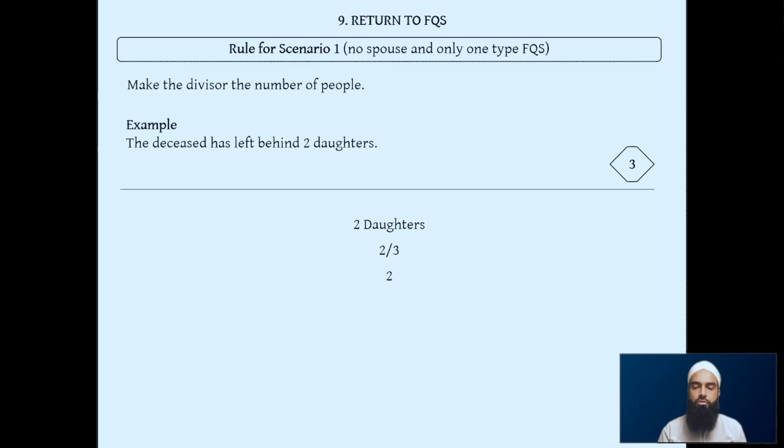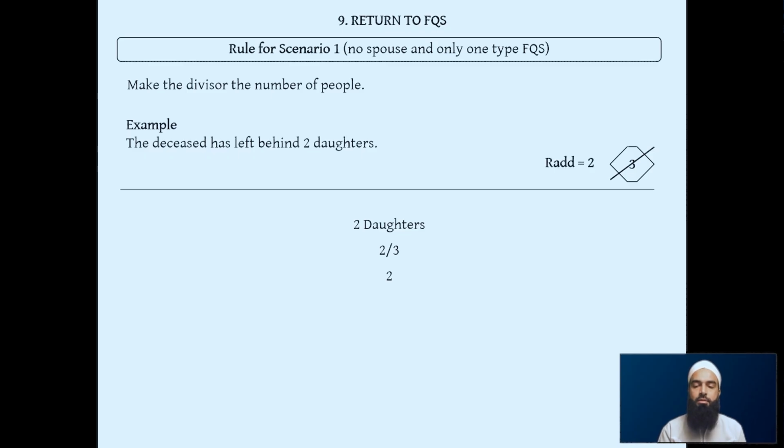The point is we've only given 2 shares and there is still 1 left over. So what do we do with that one? We have to redistribute that amongst the 2 daughters. So rather than do it this complicated way, we simply cross out the divisor and use the number of daughters. The number of daughters is 2 here, so we simply make the divisor out of 2.